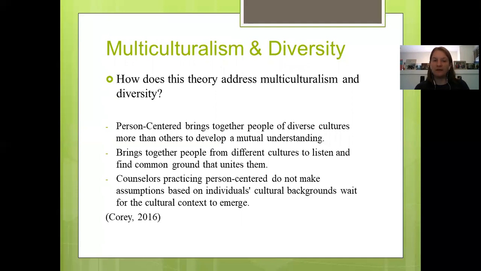Multiculturalism and diversity. Person-centered theory brings together people of diverse cultures more than other theories and helps to develop mutual understanding. It brings people from different cultures together to listen and find common ground that unites them. Counselors practicing person-centered theory do not make assumptions based on an individual's cultural background and wait for their cultural context to emerge within the session.